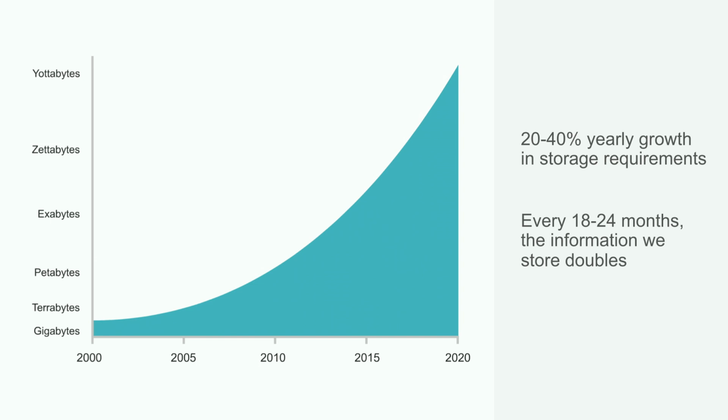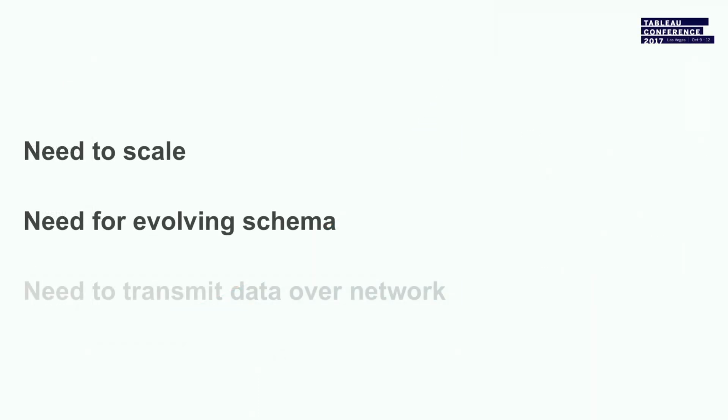And because of this, there is a yearly increase of 20 to 40% of storage requirements in all our connected devices. The second need is the need for evolving schema. The shape of data is not going to remain the same. The shape of data today may not be the same tomorrow.